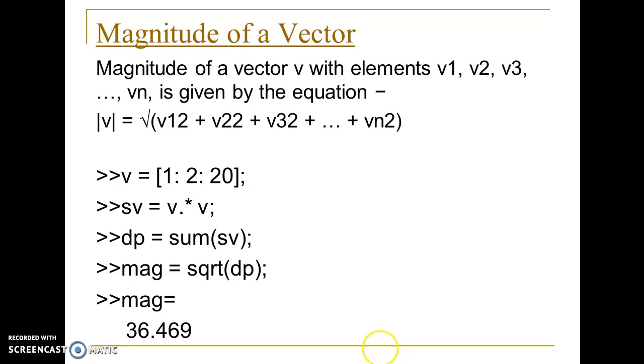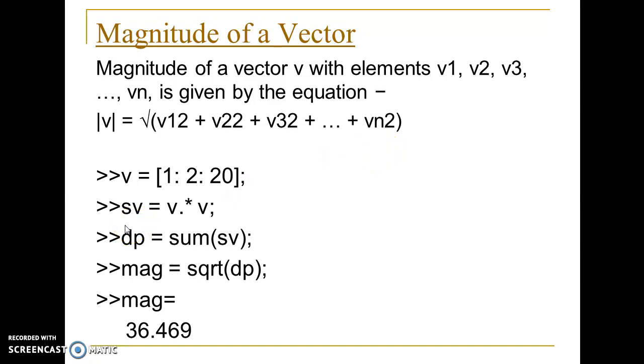Now, magnitude of a vector. Magnitude of a vector V with the elements V1, V2, V3 up to Vn is given by the equation: V is equal to under root V1 square plus V2 square plus V3 square, and so on up to Vn square. Now, how to take the magnitude of a vector? This follows in 3 steps.